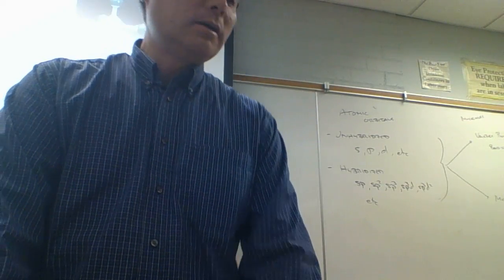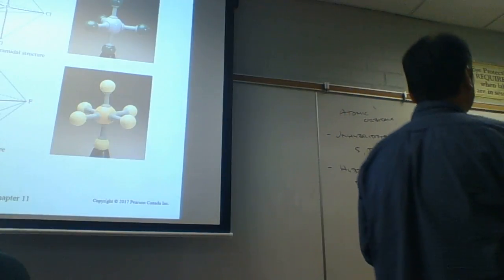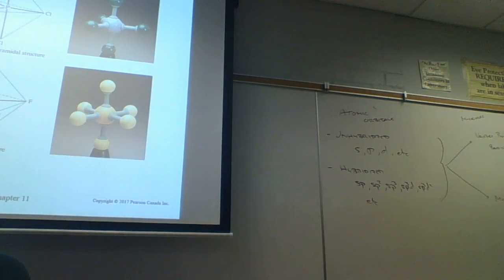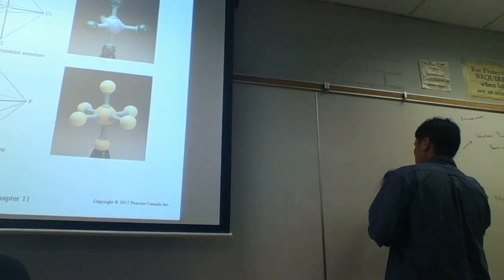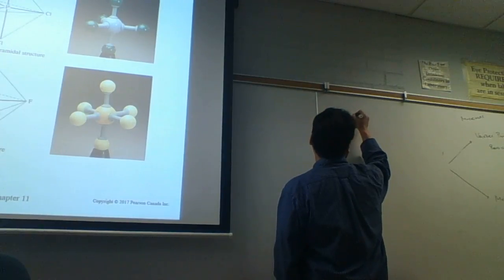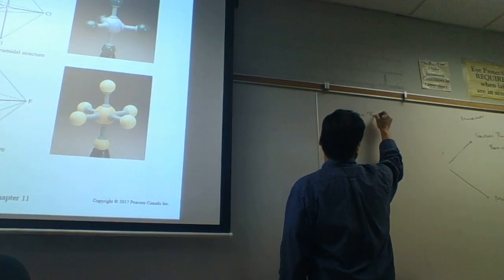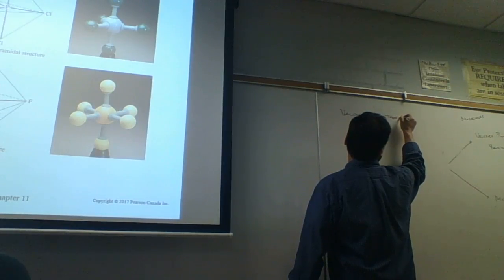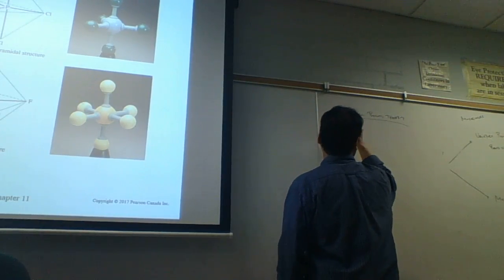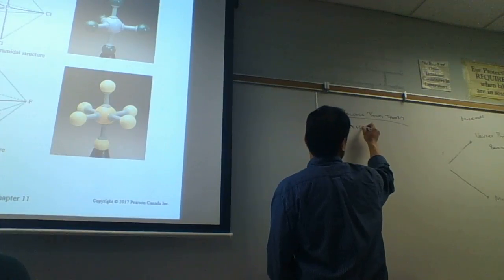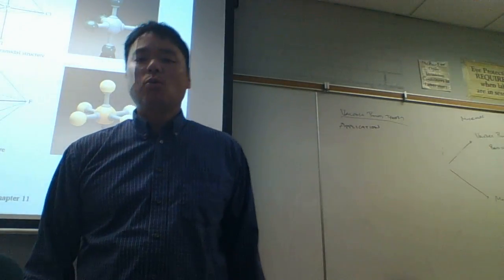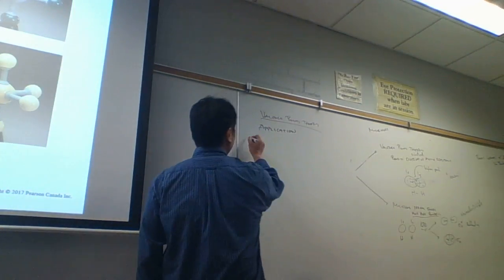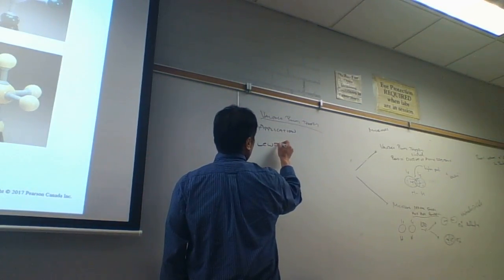All right, so what we're going to do is we're first going to apply valence bond theory. Let's do that. In order to apply valence bond theory, number one, you have to have a Lewis structure. Valence bond theory and Lewis structure, same thing. You need a Lewis structure.